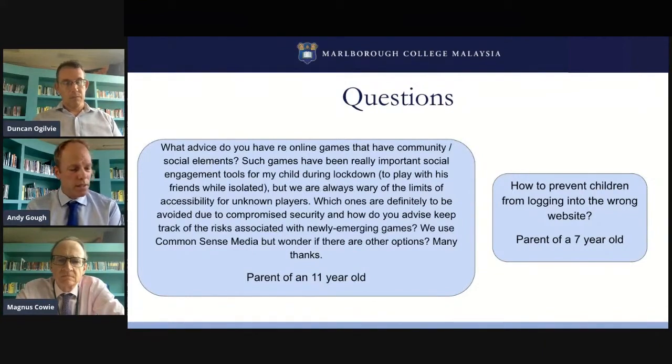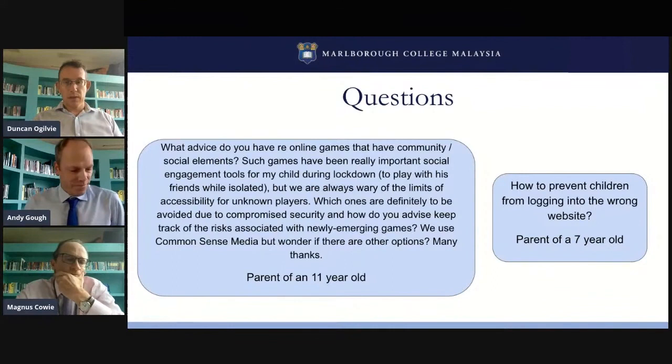And then strangers are of course a risk, and Mr. Cowie alluded to that. It's a minefield, but I genuinely think Common Sense Media and Jonathan Taylor's website are excellent. By all means, communicate with us and ask us, and we will help. We will investigate. We will research. We're here to help.